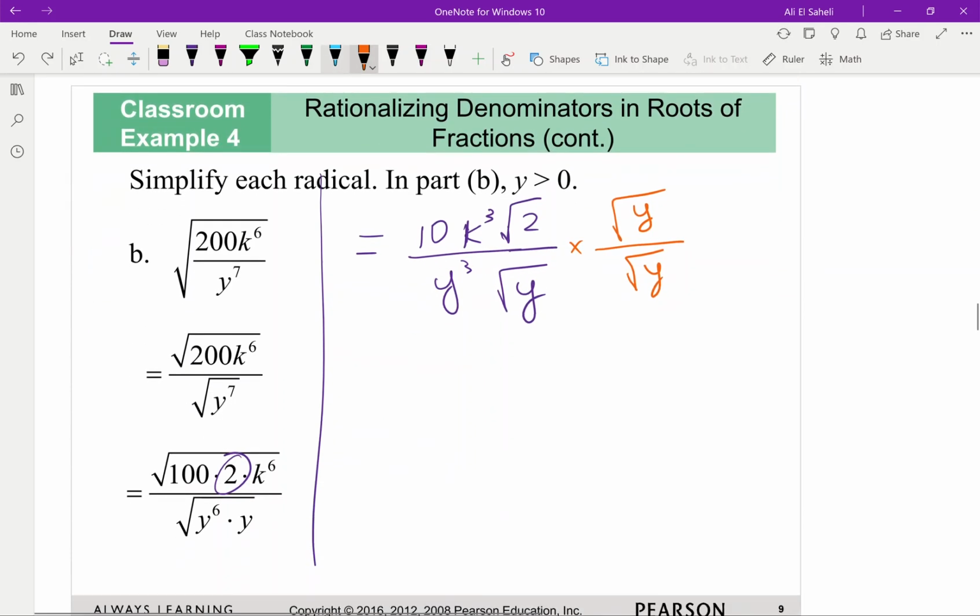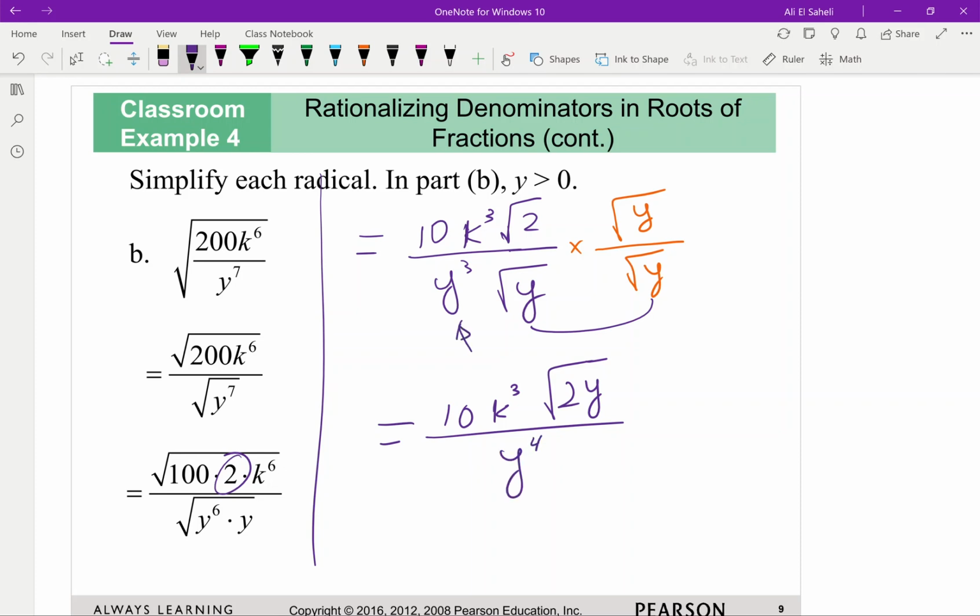Now, radical y times radical y is y. Okay, and radical y, radical 2 get under the same radical sign. So this is equal 10k cubed radical 2y. This gives us y, and we have y cubed here, so this is y to the power 4.